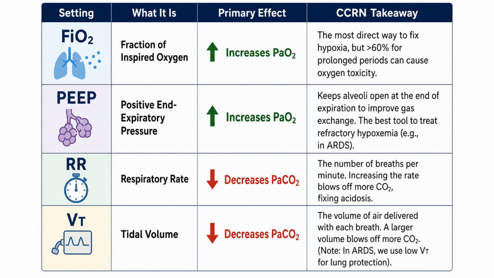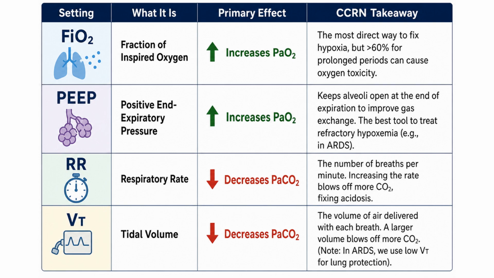Let's look at those four settings more closely. FiO2 is the percentage of oxygen we deliver. It's the fastest way to increase PaO2, but be careful. FiO2 greater than 60% for too long can cause oxygen toxicity. PEEP, or positive end expiratory pressure, keeps the alveoli from collapsing at the end of exhalation. This improves gas exchange and is our best tool for treating refractory hypoxemia, which is the hallmark of ARDS.